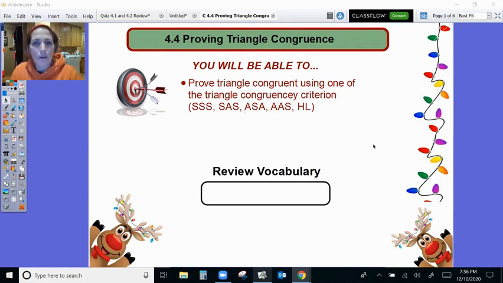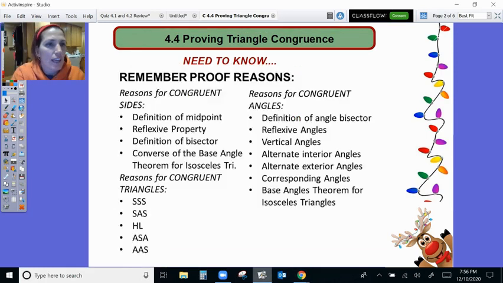So we're going to put to use all those theorems we've been working on: side, side, side; side, angle, side; angle, side, angle; angle, angle, side; and HL, hypotenuse leg. Okay, so first of all, these are some reasons that you're going to need to remember for proofs. As you go through the proofs, these are going to be different ways you can prove angles and sides and so forth congruent. For sides, there can be congruent.